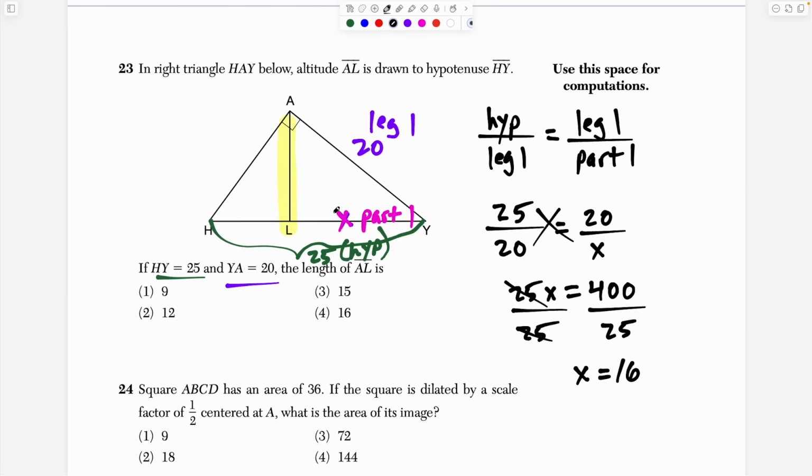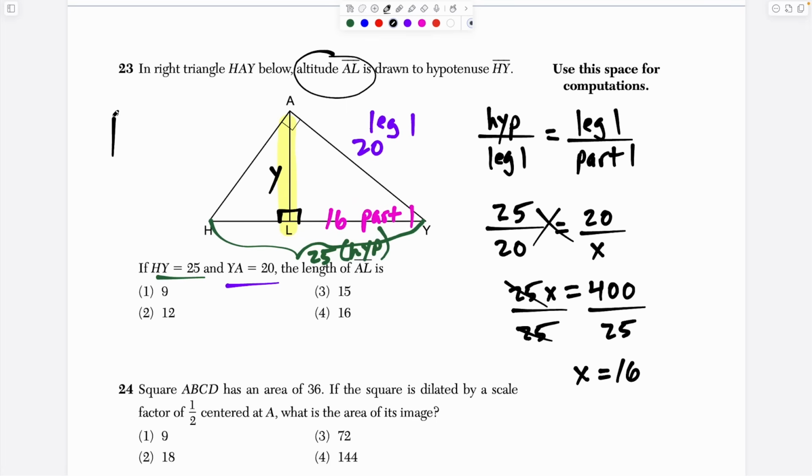Now, one thing I want to point out here. Once I know what X is, I'm just going to get rid of this and write the number 16 in. But once I know this, since we were told AL is the altitude, we could also say that we have 90-degree angles over here. So now that we're looking for the length of AL, and I already used X, let me put a Y over here. I could, at this point, just use the Pythagorean theorem. Okay, so the Pythagorean theorem will work, but there's a nicer way to do this.